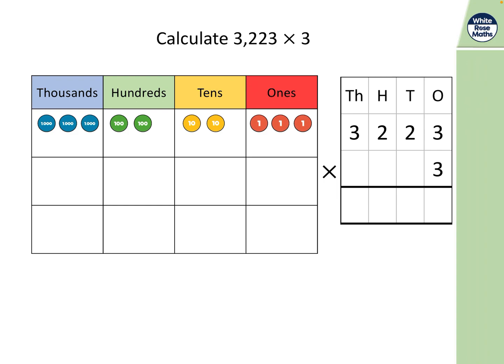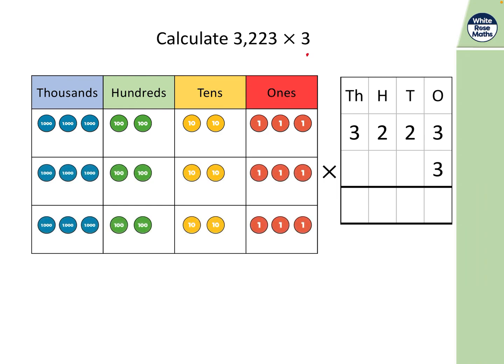That's our 3,220, because we've got 2 10s and 3 1s. How many of those do I need? I need 3 of them. So let's have a look. Let's get another 3 in. What I can do now is I can add each of these up. Here we go. We can add those up.